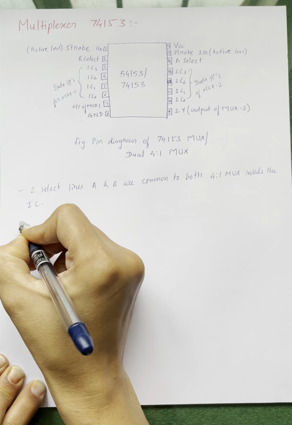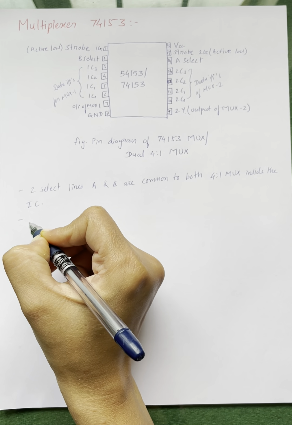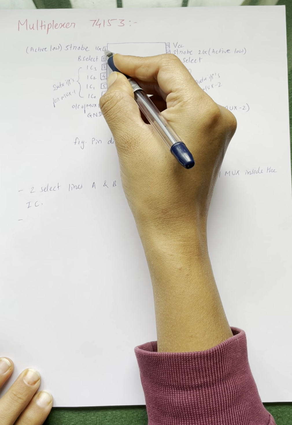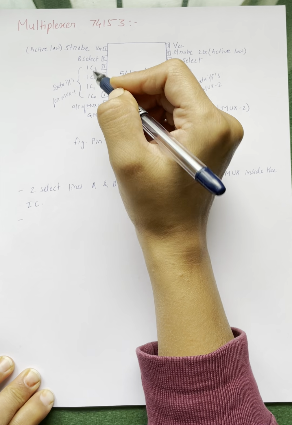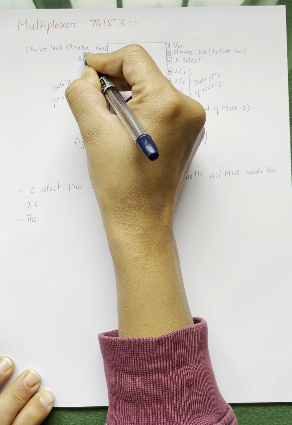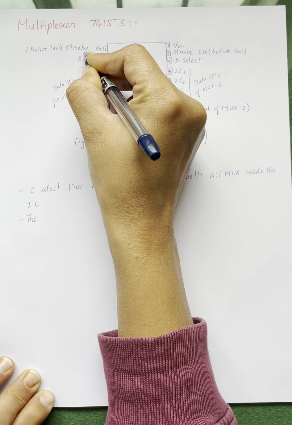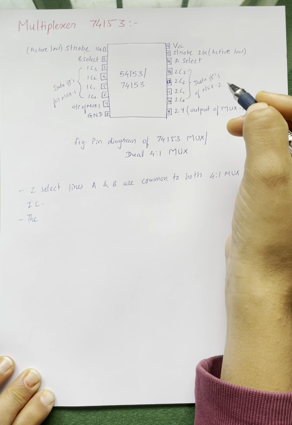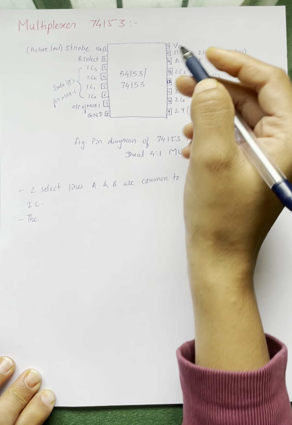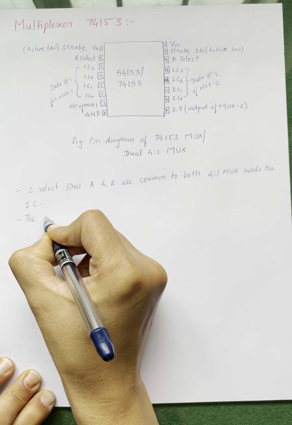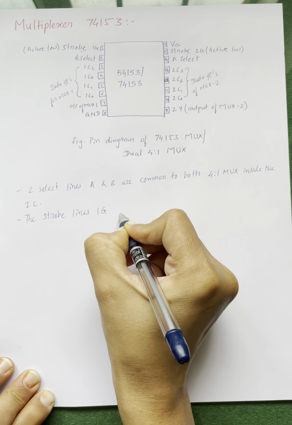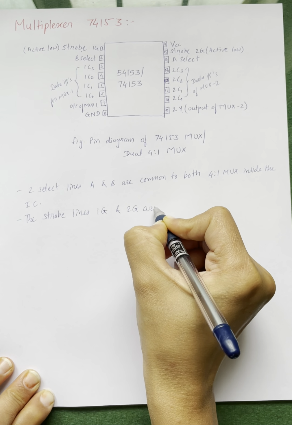As well, an enable pin is required. Here the enable pins are different for each multiplexer. The strobe lines, you can see 1G is written. This is the strobe line, or simply it can be called the enable pin. So 1G and 2G, that means pin number 1 and pin number 15, are the strobe lines. The strobe lines 1G and 2G are active low.